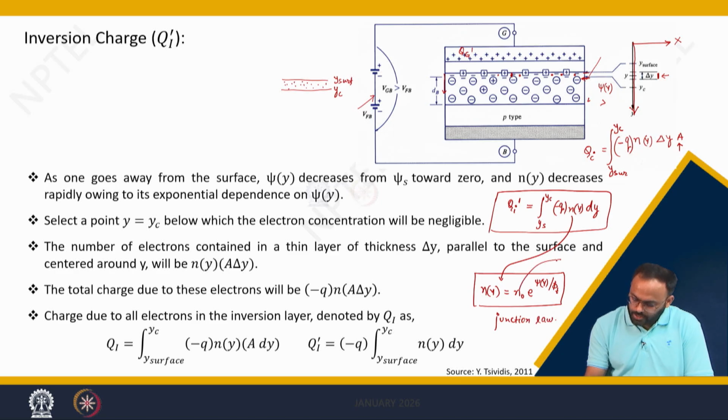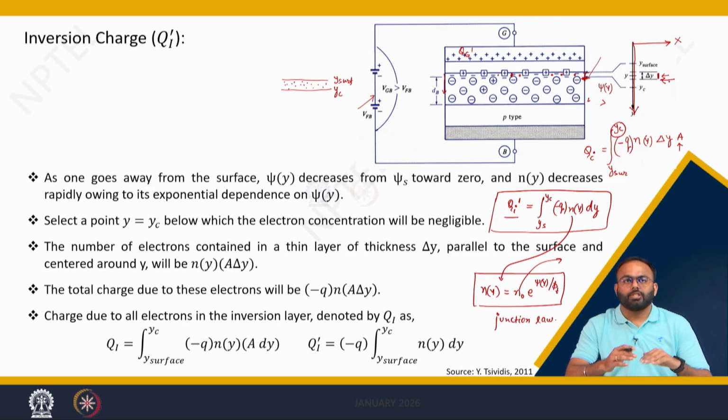Here n naught is the minority carrier concentration in the body. This is one approach which helps us to calculate the value of qi dash in the two terminal MOS structure. But this is a tedious job, because we do not know much about the depth or what this limit yc is. It is really not very easy to find a sharp boundary where the inversion layer charge exists. Instead of using this approach, can we use some alternative approach to get the inversion charge?